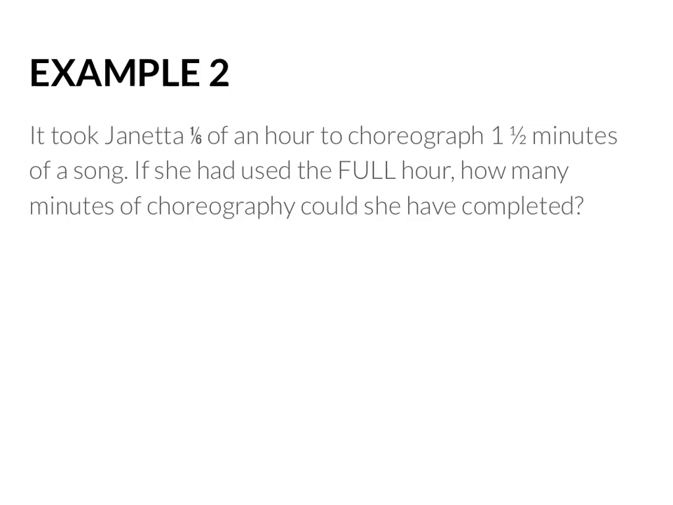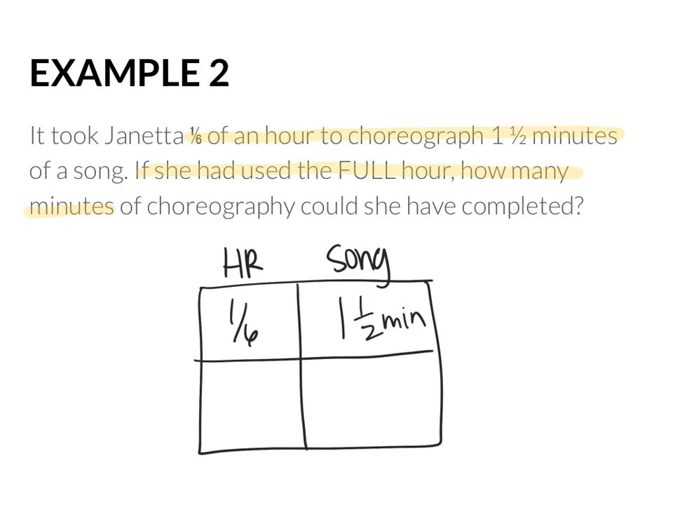For example 2, it took Janetta 1/6 of an hour to choreograph 1.5 minutes of a song. If she had used the full hour, how many minutes of choreography could she have completed? So let's set this up in a table to start. Now I've highlighted what I think is important to copy into your notes so that you have a reference for how we're solving it. And then I've put my information into a table.